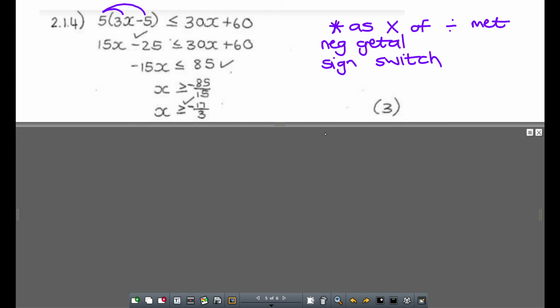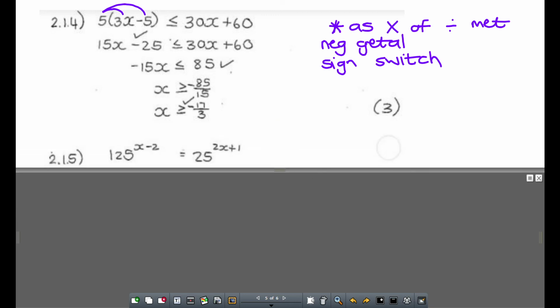Goed, dan 2.1.4. Ag, 2.1.5, sorry. 125 tot die mag x minus 2 is gelyk aan 25 tot die mag 2x plus 1. Now, the main goal is to get base the same on both sides. Nee, ons moet basis dieselfde kry aan albei kante, want slegs dan kan ek gaan kyk na my eksponente.